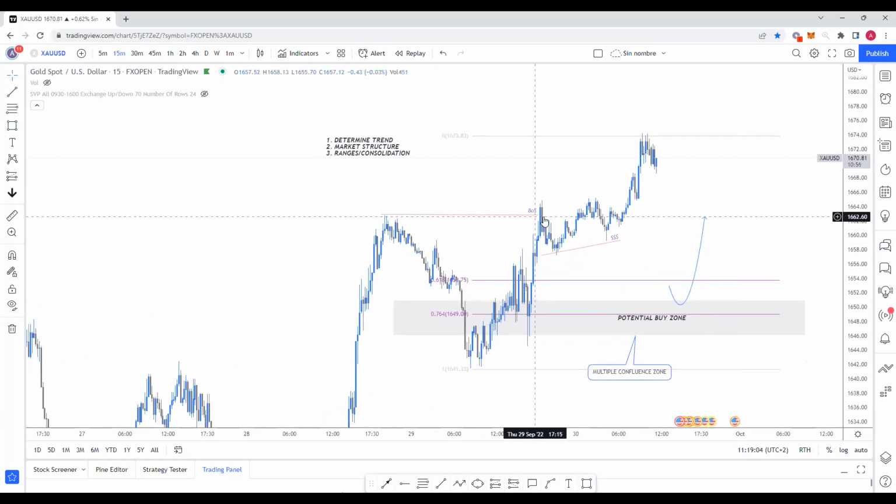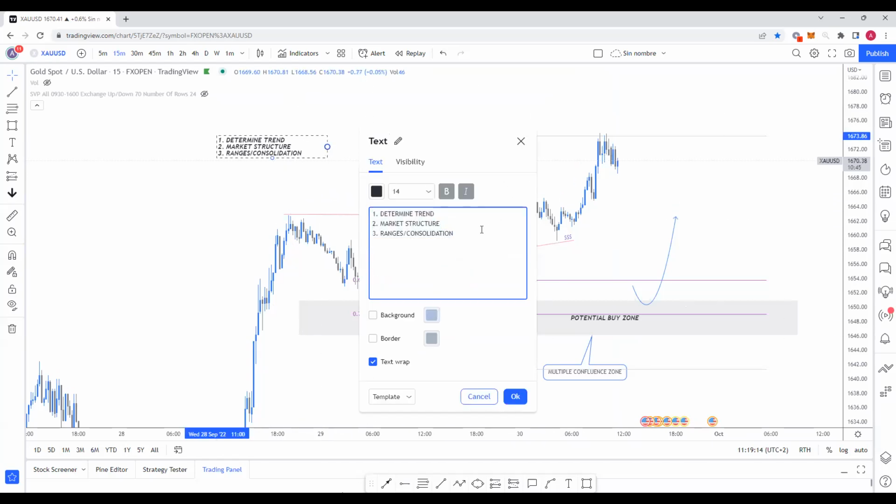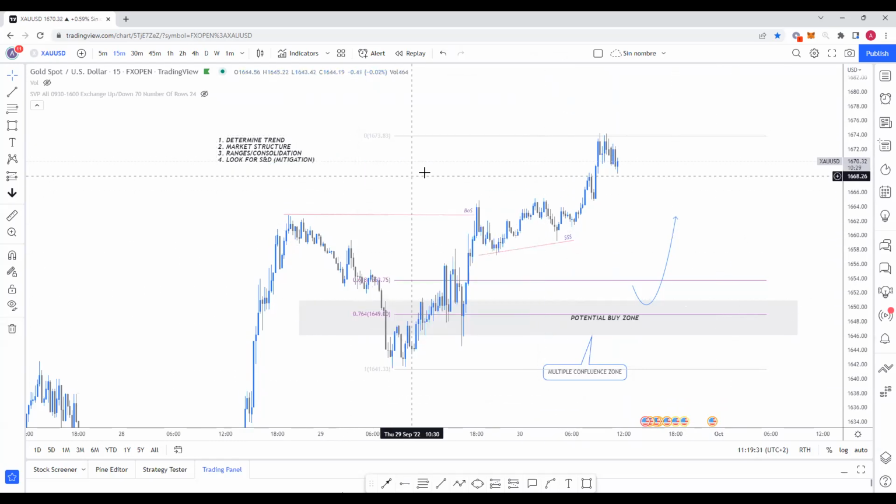So after price broke this consolidation, if price broke to the upside, we're going to be looking for demand zones. If price broke to the downside, we're going to be looking for supply zones, okay? So look for supply and demand. And bear in mind, price tends to mitigate. Okay, price tends to mitigate.